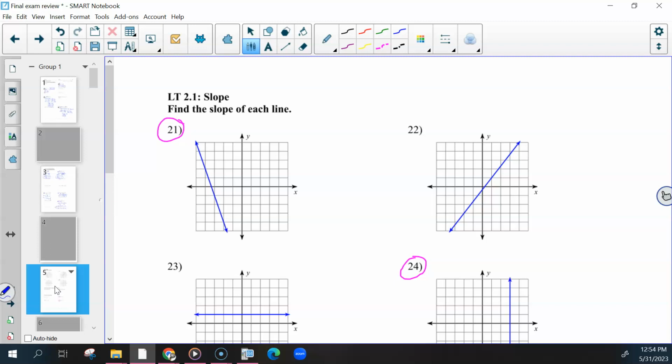And now we're into the second unit. First objective, slope, where we're finding slope from a graph, from an equation, from 2 points. Which of those do we want to see, go over, have questions about?